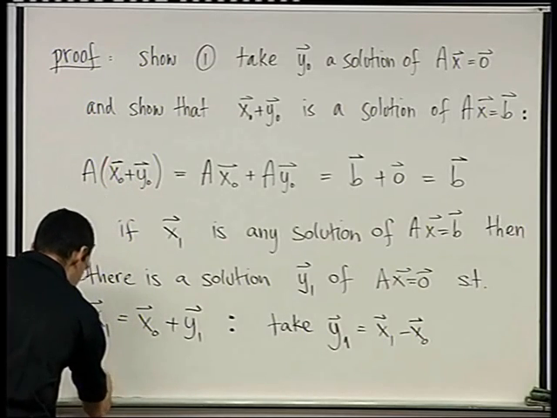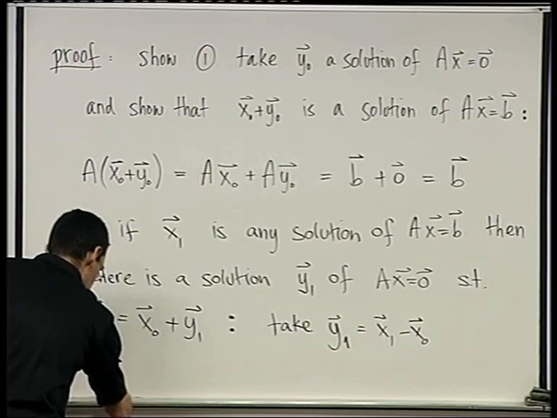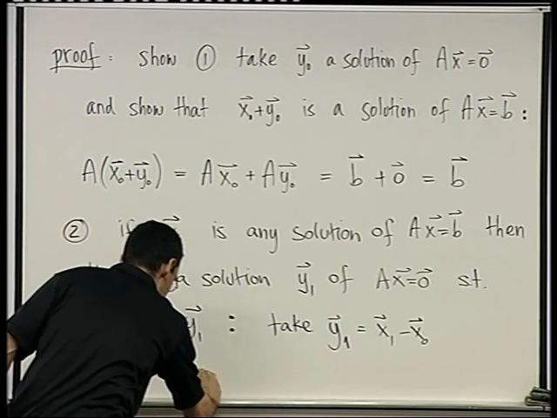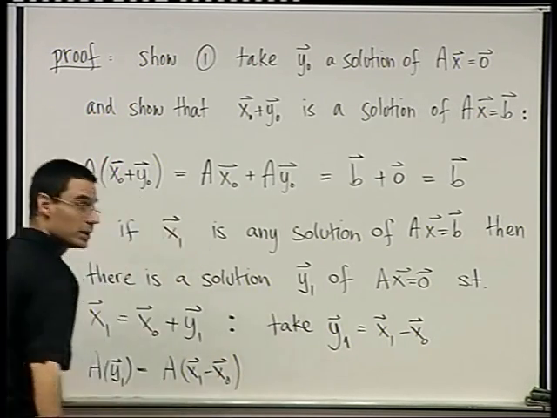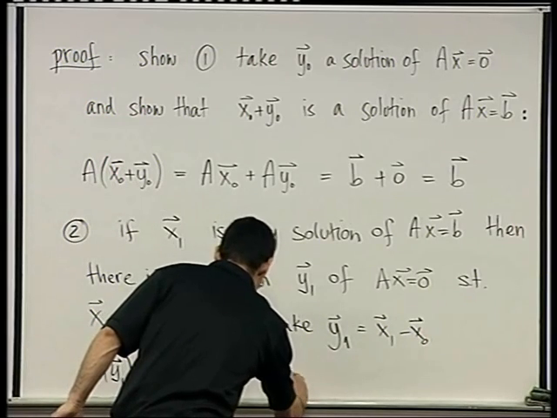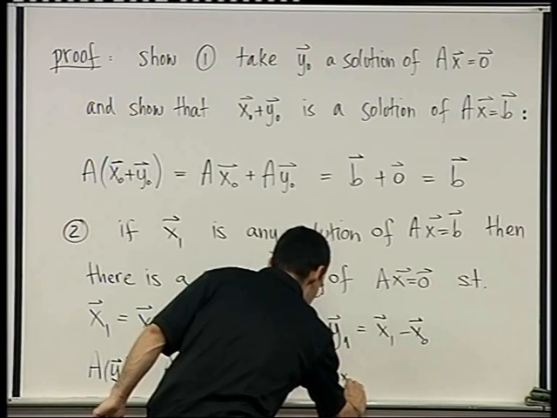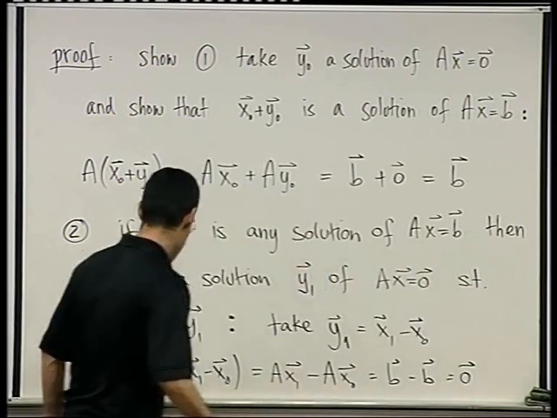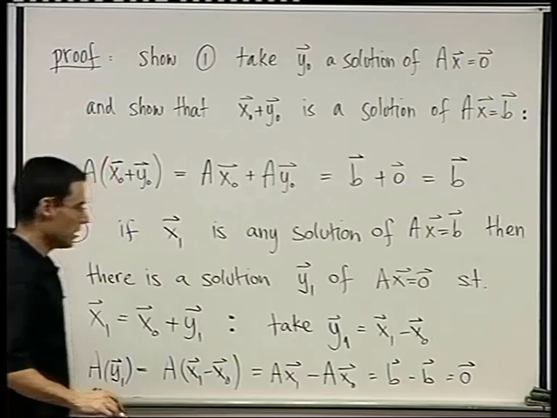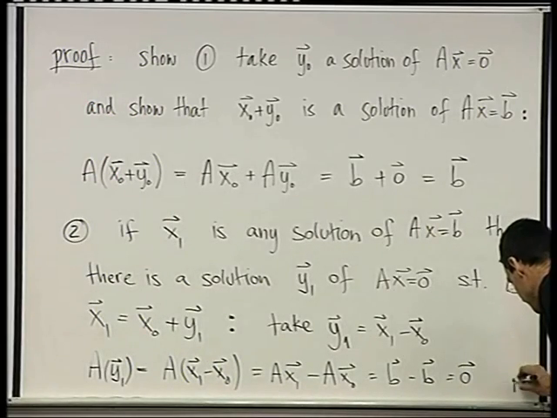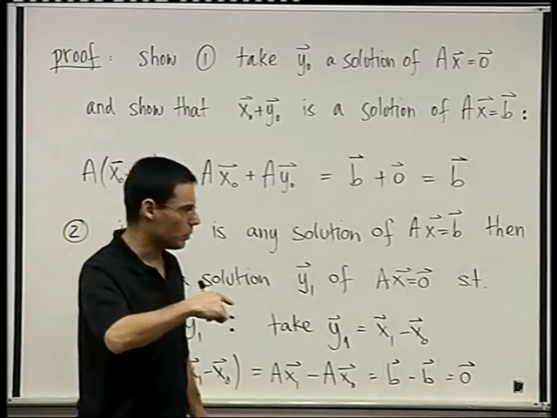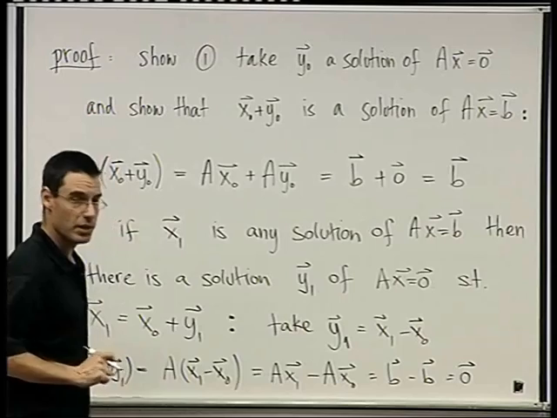So A y1, we need to show that this is 0. A y1 is A times x1 minus x0. That's how we defined y1. Again, by distributivity, this is ax1 minus ax0. And both of them are b. And that's it. It's really not too sophisticated. It just may be confusing because sometimes simple statements are confusing: wait, what do we need to show? Why did that show that? And so you may need to think about this a bit more.